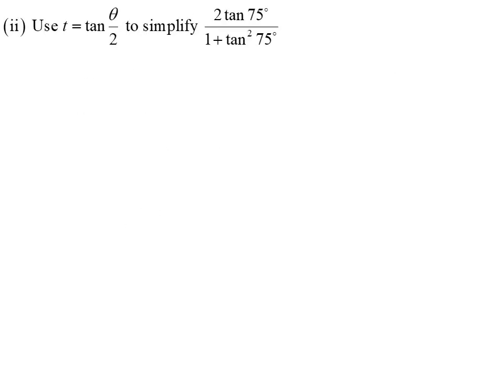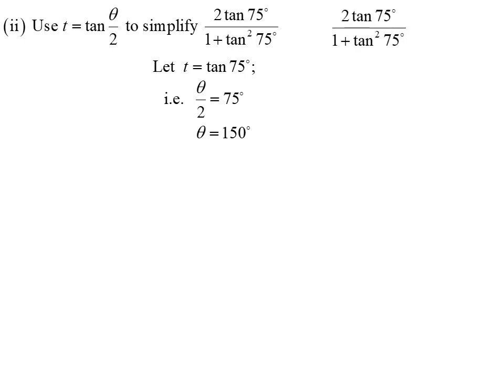We're going to use the t result here, so t is tan theta on 2, to simplify this expression. Well, if I let t represent tan 75, then I can turn that expression into a t result. So theta on 2, as far as I'm concerned, is 75, which means theta, double that, is 150 degrees. So we've got 2 tan 75 on 1 plus t squared, which is 2t on 1 plus t squared, but that's the t result for sine theta. Theta, we're saying, is 150 degrees. Sine of 150, we're in the second quadrant. The acute angle would be 30 degrees. Sine of 30 is a half.